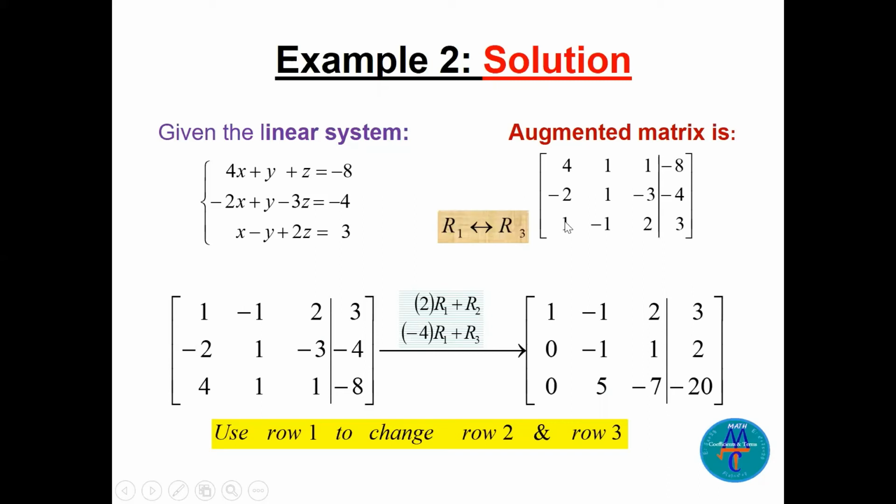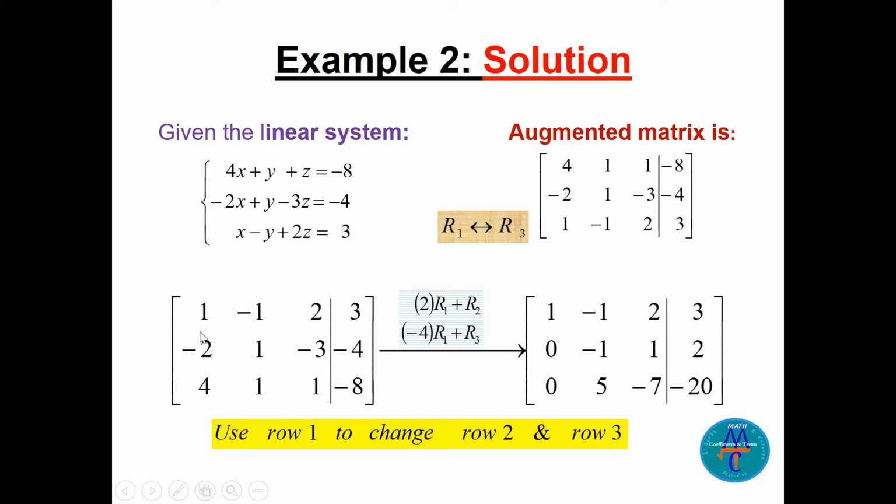Be careful here. I need a 1 here, but I cannot change it to 1 unless I take the whole row: 1, minus 2, 2, 3. That's in row 1. And whatever was in row 1, I take it down to row 3: 4, 1, 1, minus 8. Now, look here, this is already 1, so I can use row 1 to change row 2 and row 3. You see the 1 here? I can make 1, 0, 0 at the same time in one step.